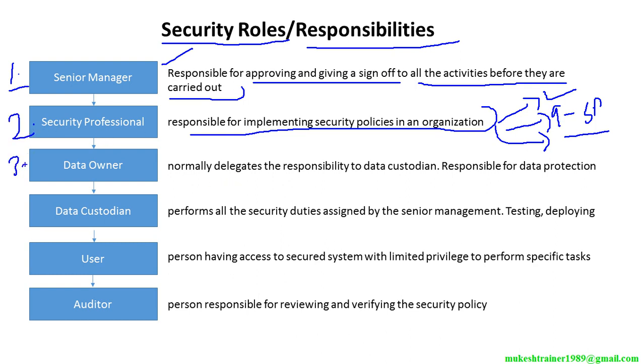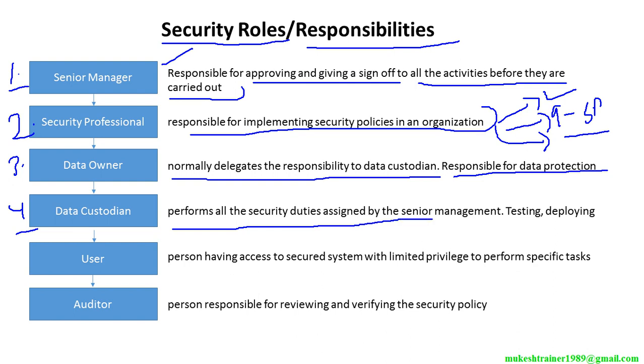The third one is the data owner. The data owner normally delegates the responsibility for data protection to the data custodian. So the custodian is the one who is responsible for protection of the data. Number 4 is the data custodian, who performs all security duties assigned by senior management, like testing and deploying. So he will test the data and deploy the data.